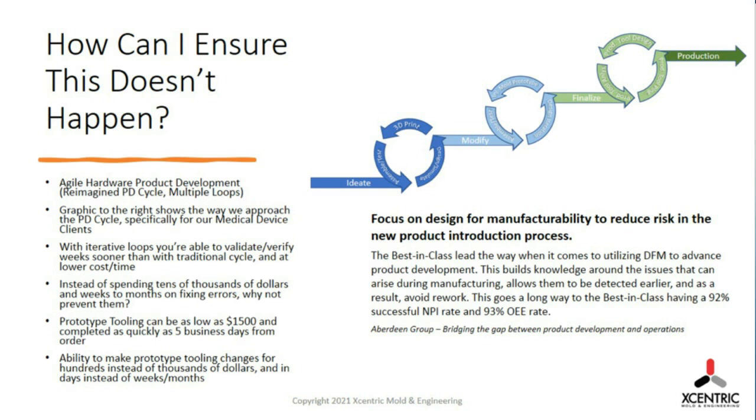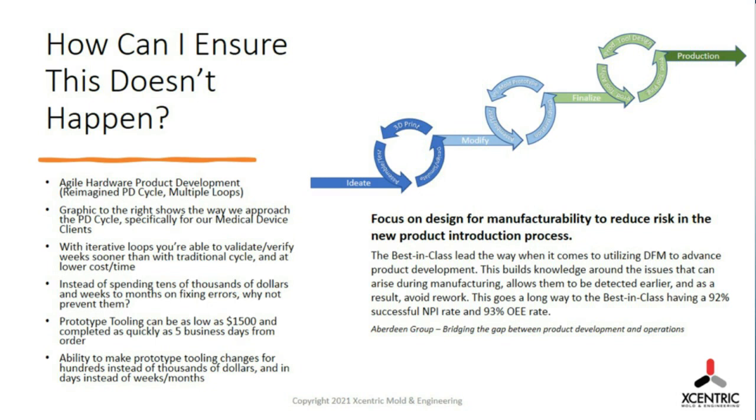At the end of the day, I think it's really driven home, again, by the Aberdeen Group's research study that I had cited earlier, talking about bridging that gap between product development and operations. And what they figured out, their conclusion, so to speak, was that the focus early on design for manufacturability reduces the risk in new product introduction processes. And furthermore, they found that the best in class led the way when it came to utilizing DFM, that is design for manufacturability, all the way throughout that process, right? It built knowledge for them around the issues that could arise during their manufacturing, which allowed them to detect them earlier, and as a result, avoid doubling back and doing extra work, right?